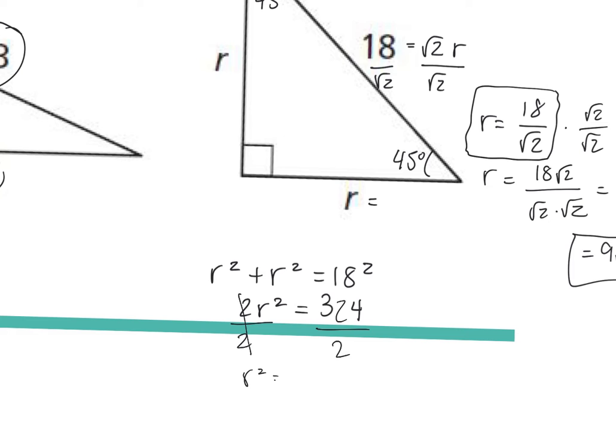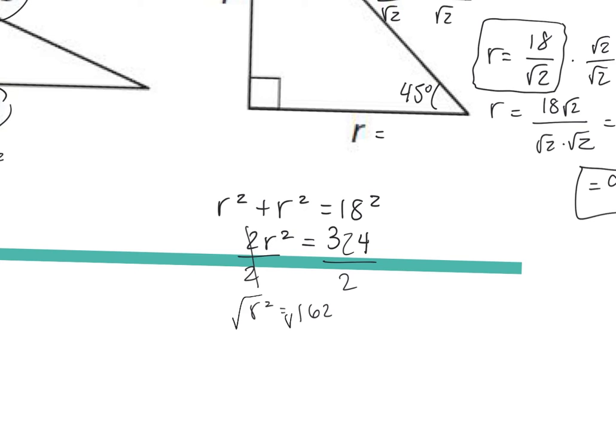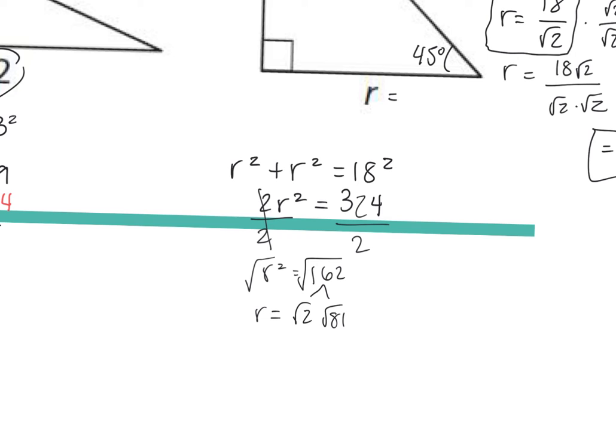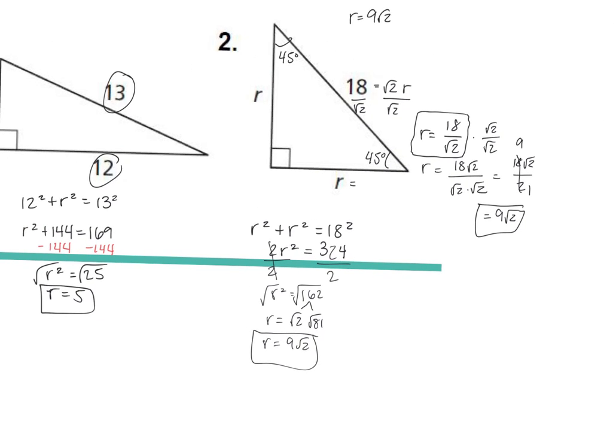We get r squared equals 162. And then we just take the square root. R equals, I have no idea of a perfect root that comes out of 162, but I do know that it's divisible by 2. So I would factor out a 2, square root of 2 times the square root of 81. Perfect square? 81. What is the square root of 81? 9. So r equals 9 times the square root of 2. Is that what we got before? Yuppers. Okay? Doesn't matter which way you did it, but you should have gotten 9 times the square root of 2 or 18 divided by the square root of 2.